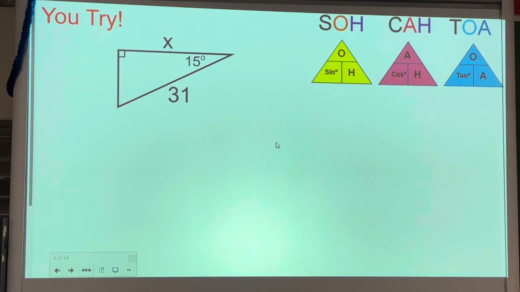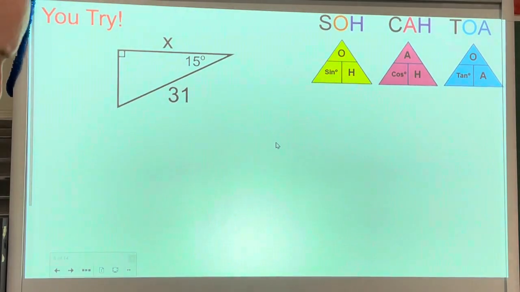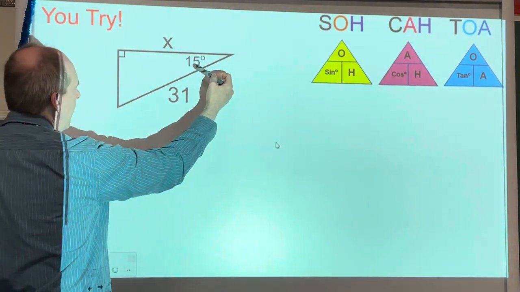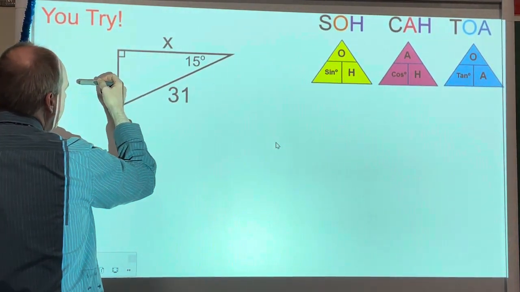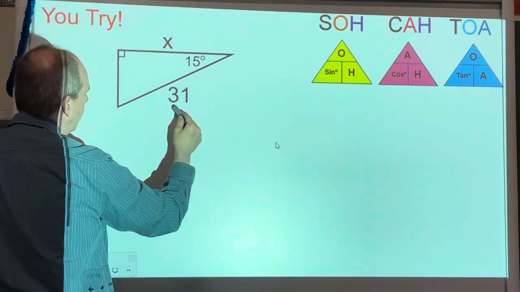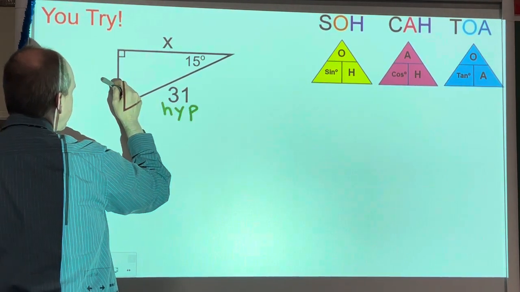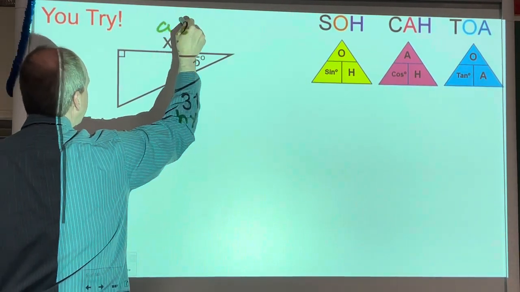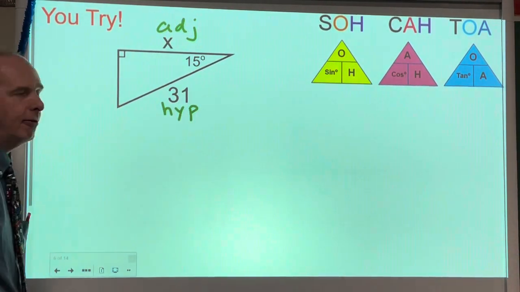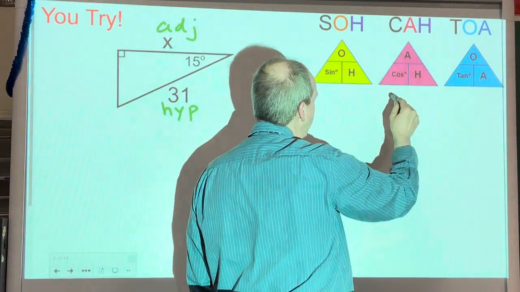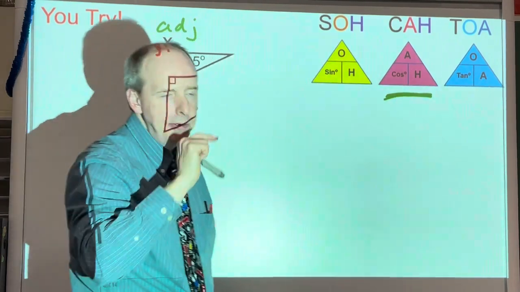All right, give it your best shot. Try it out, hit pause, come back in a minute, see if you win it. All right, welcome back. Here's my 15-degree angle. This would be opposite. Hypotenuse is here. So if this is opposite, X must be the adjacent. Which ratio works with adjacent and hypotenuse? Adjacent, hypotenuse, I hope you were using a cosine.